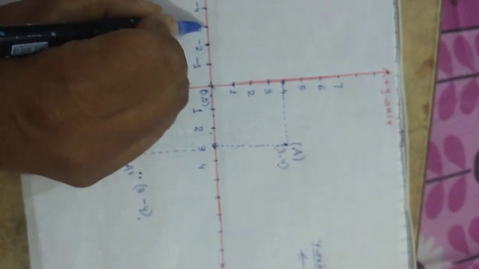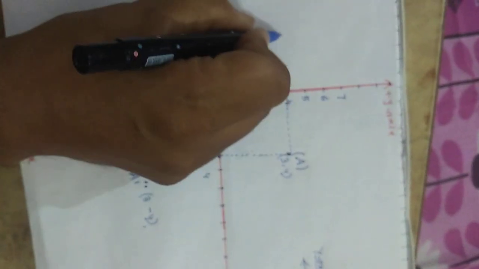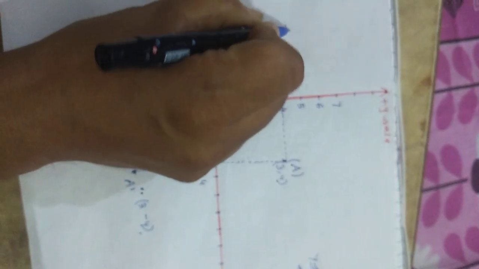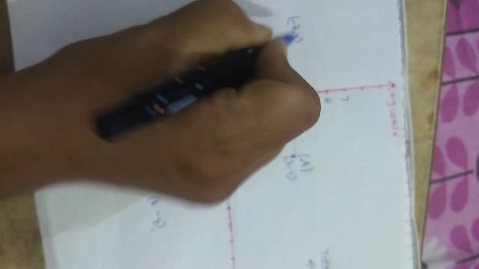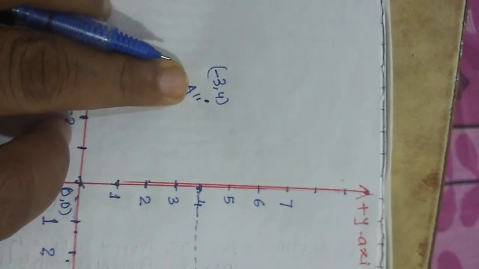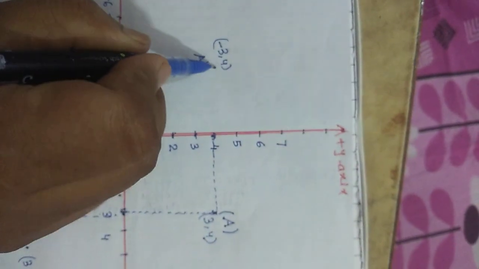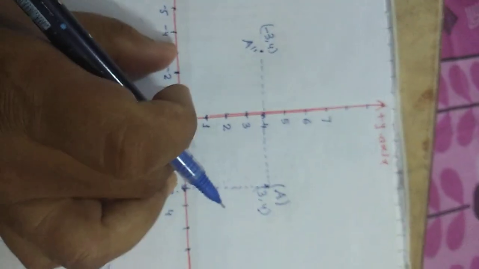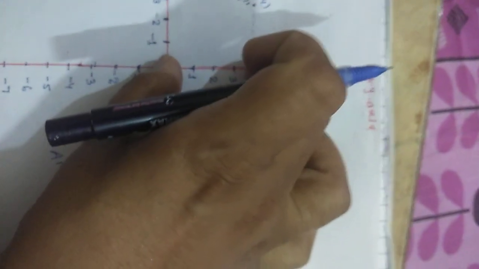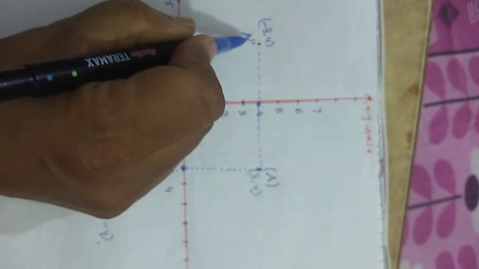So here we find the distance 1, 2, 3. 3 is the x value. So this is -3 and 4. Suppose this is A double dash. For A in the y-axis, the reflected point will be A double dash. Now check, same distance: this is 3 units, this is 3 units. The y value remains unchanged because it is constant +4. So this is your A double dash.